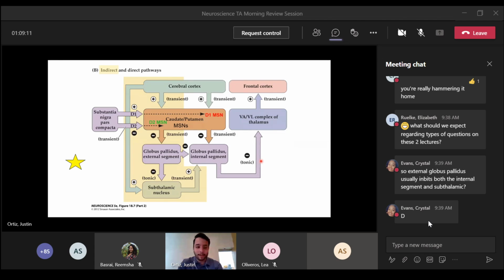Yeah, I'll show you on the next slide. Great question. The globus pallidus externus, yes, is typically going to inhibit both the globus pallidus internus as well as the subthalamic nucleus.